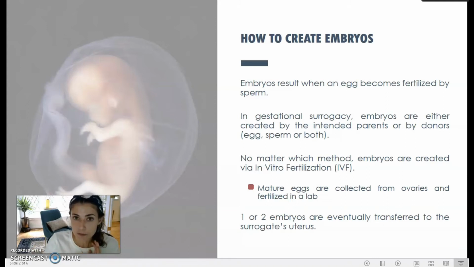And if you go through all this process and you have embryos left over, because we'll talk about that, not all of these eggs will become fertilized and become embryos. Generally one, and less commonly these days 2, embryos will be eventually transferred to the surrogate's uterus.